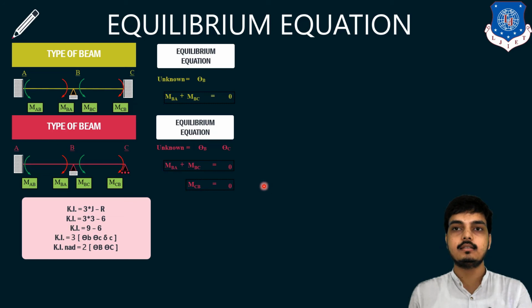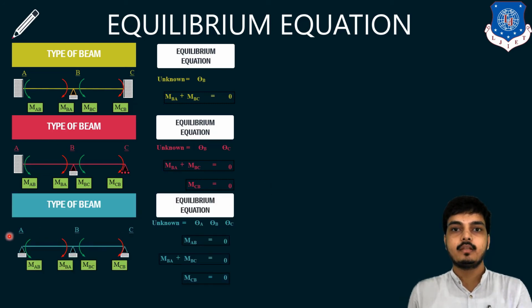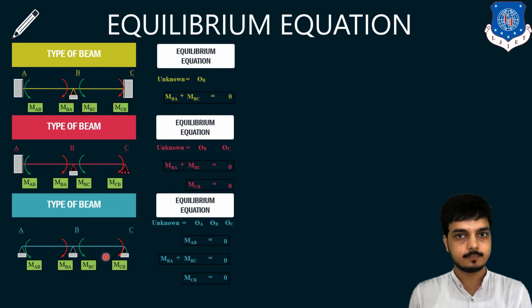Our next case is where A, B and C are all simple supports. So you know that simple support does not resist moment. So theta A, theta B and theta C, all 3 are my unknowns. At all 3 places, the algebraic sum of moment must be equal to 0. Means MAB equals to 0. That's my first equation. MBA plus MBC equals to 0. That is my second equation. And MCB equals to 0, which is my third equation. There are 3 unknowns, so 3 equations.